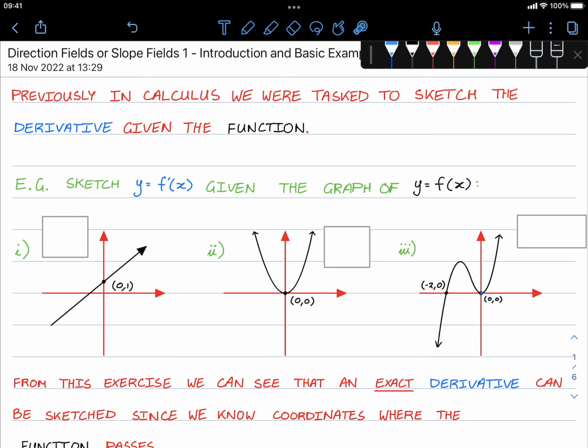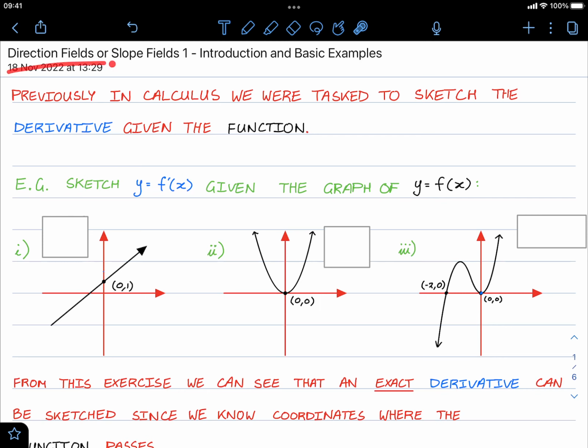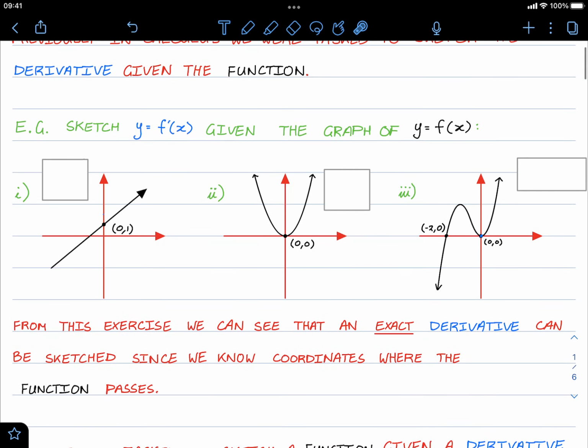Hello class, this is a video tutorial on direction fields or slope fields, part 1. In this video, we'll be looking at an introduction to direction or slope fields. Previously in calculus, we were tasked to sketch the derivative given the function. So here are 3 examples of something we may be tasked to do.